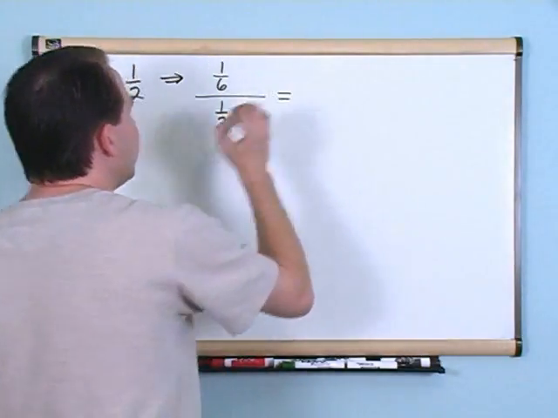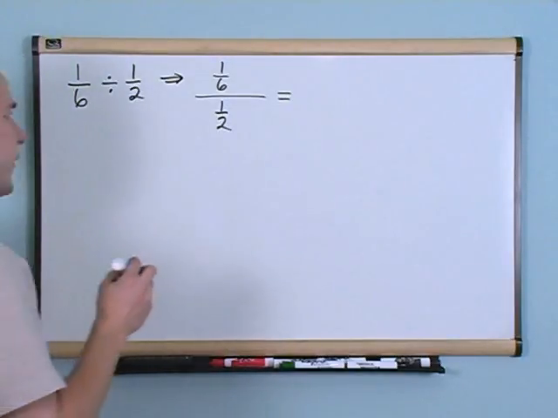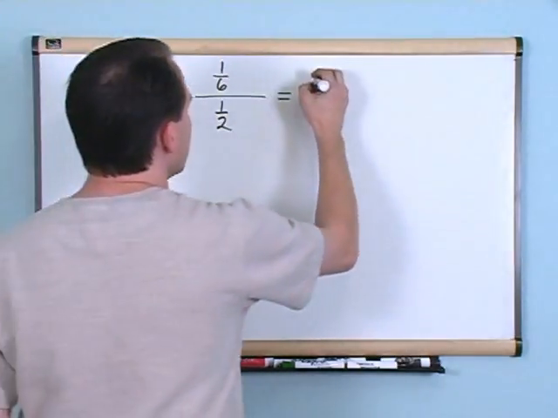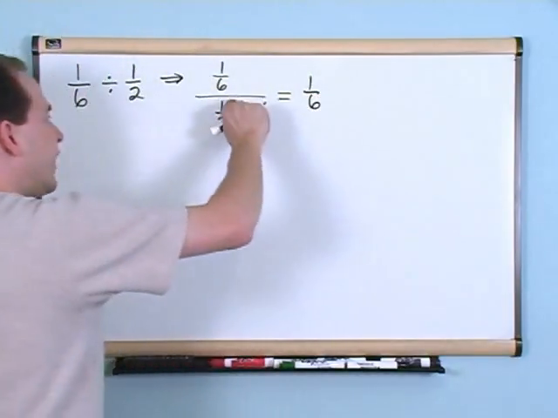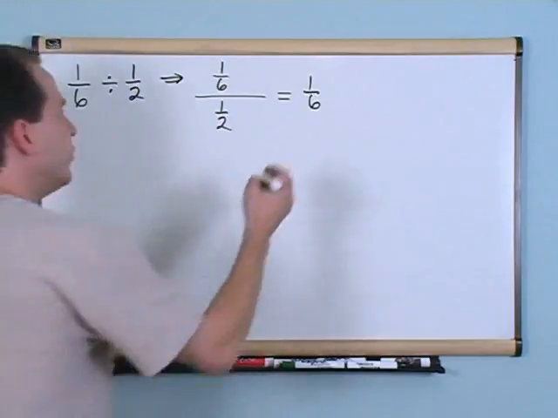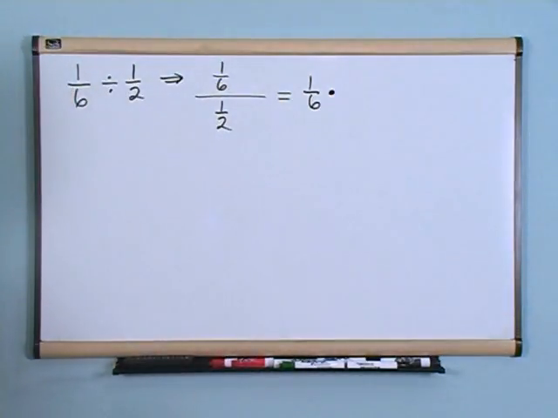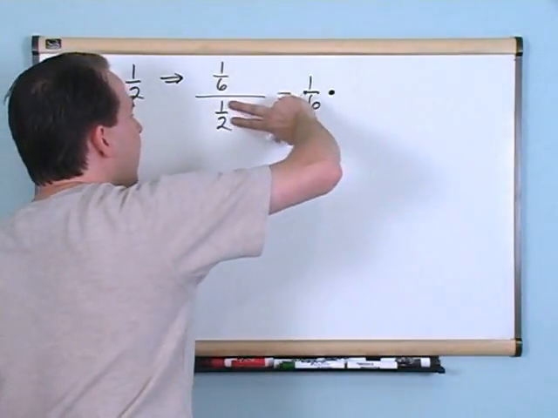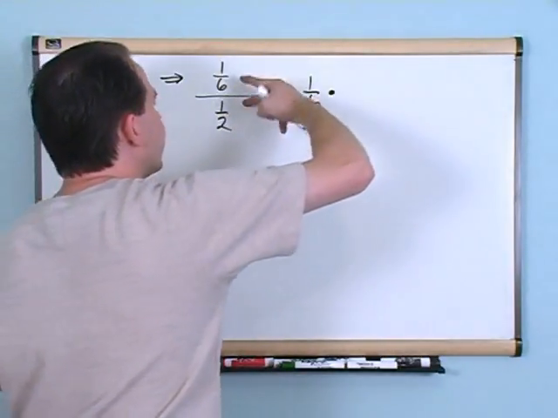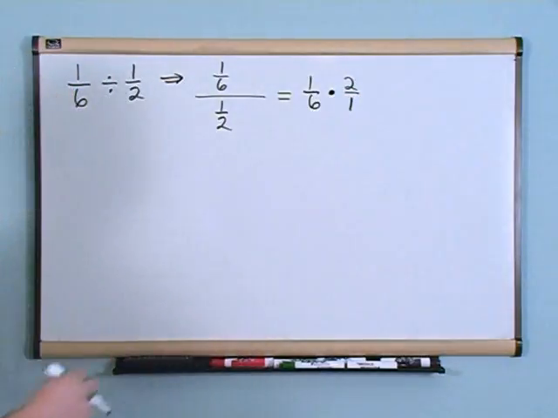The way in which you do division of fractions is very simple. You just take the top number, 1/6, and you change this division, which is this big line here, into multiplication. So you put a big dot here, that means multiplication. But you're not going to multiply by 1/2, you're going to flip this fraction over. So you're going to multiply by 2/1, okay?